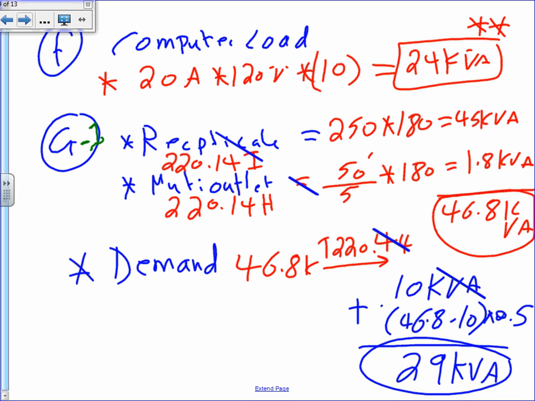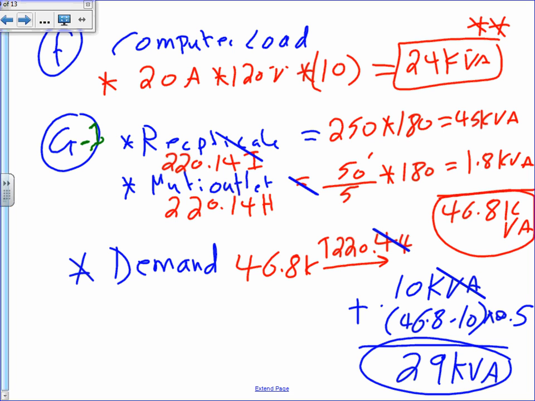Yeah. 36.8 times 0.5 is 18.4, plus 10. So, oh, 30. Yeah, right. Cut this by half. I didn't subtract the 10. And then you add the 10, 29, right? Math is right? Okay.